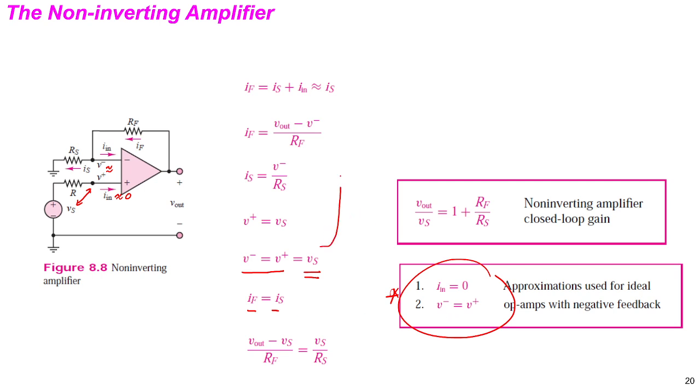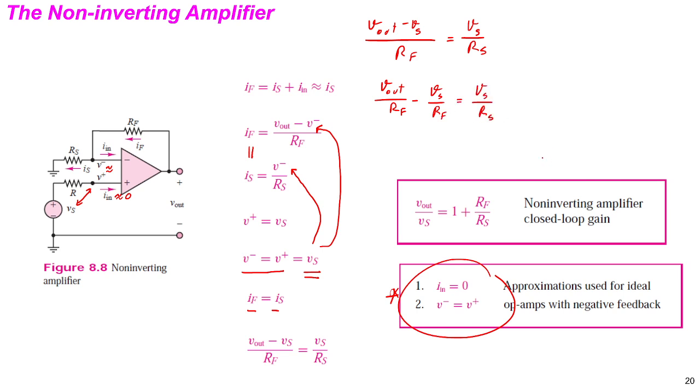We can substitute Vs here and Vs here, and these two terms are equal. So we can get (V out minus Vs) divided by RF is equal to Vs divided by RS. We rearrange this term, so V out by RF minus Vs by RF equals Vs by RS, like this.